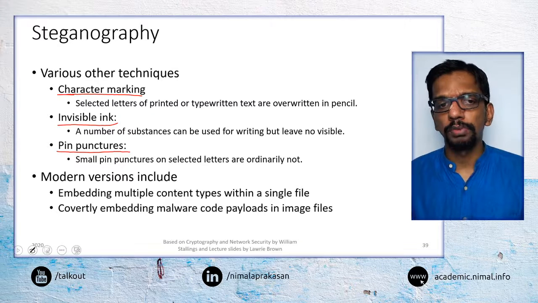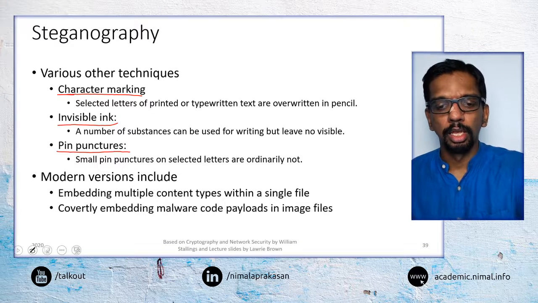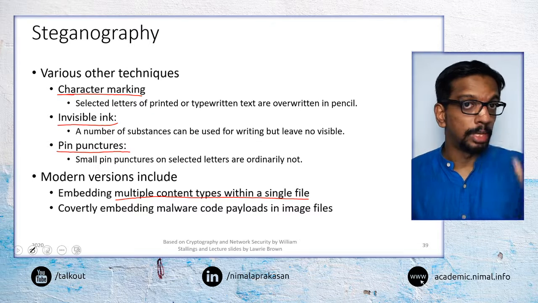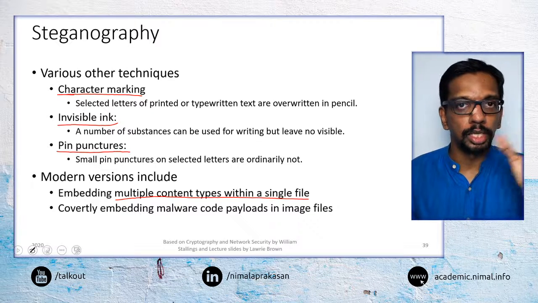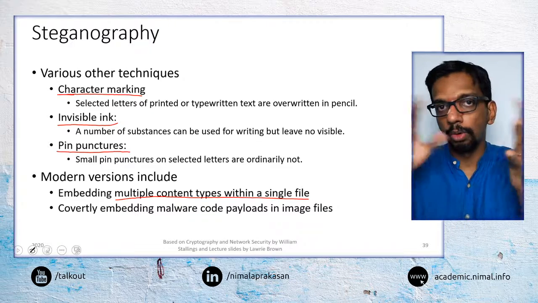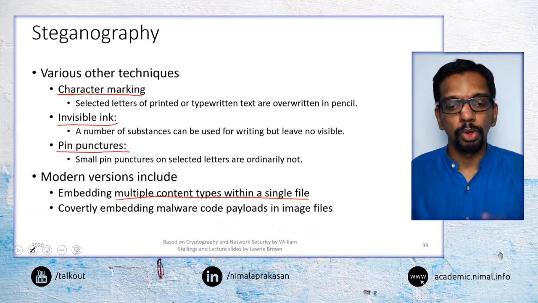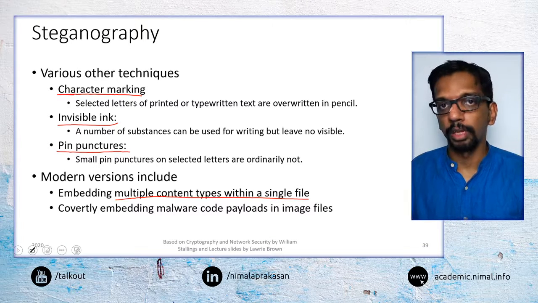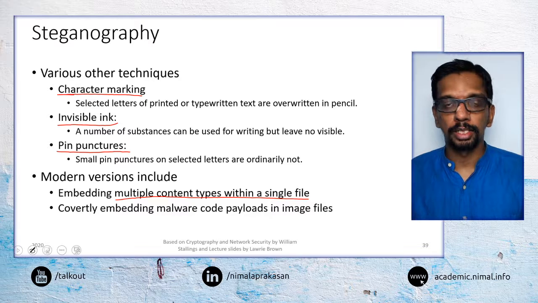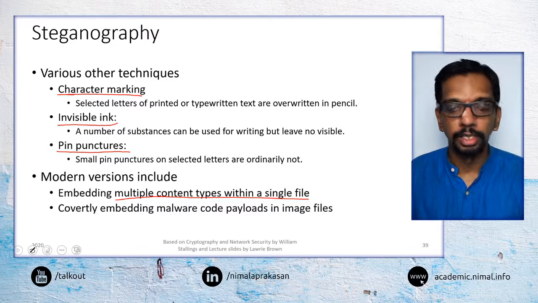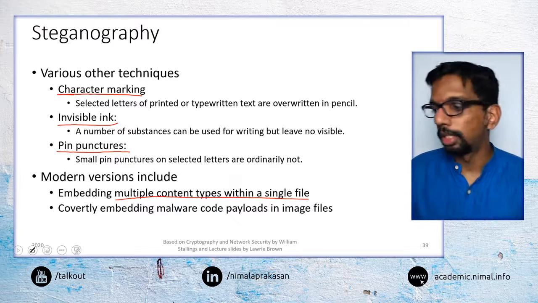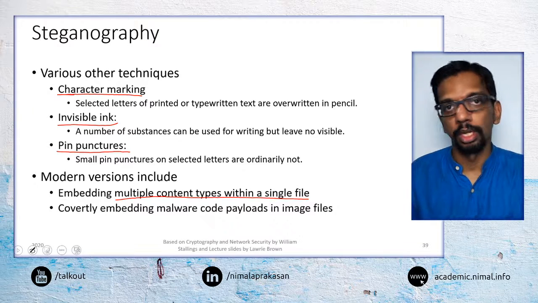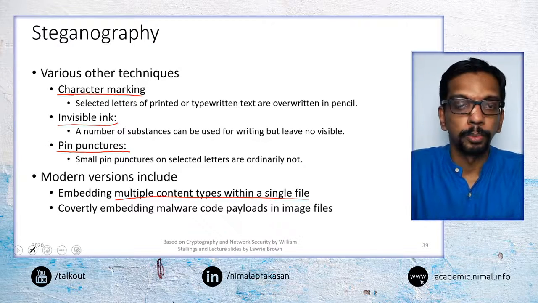In the modern version of steganography, there are things like combining multiple content types of files into a single file. Sometimes they may even be used in the context of distributing malware or sending viruses as payloads with some other type of file. For example, a video file or an image file may embed some malware in it, and then that could be distributed across. So these are some of the approaches that may be used in the present day as well.